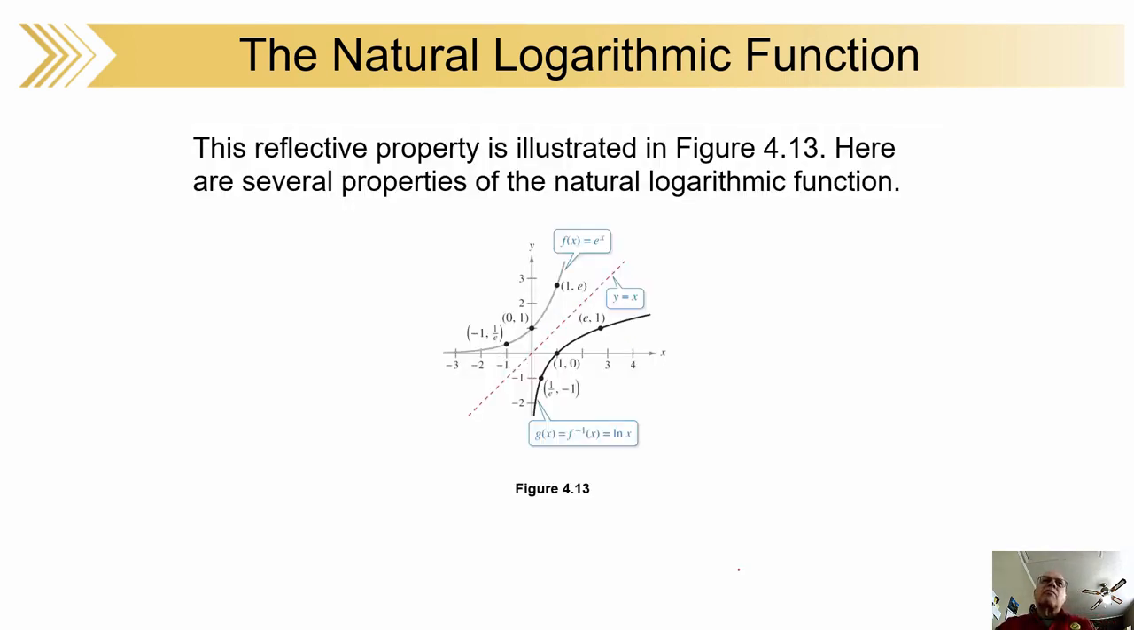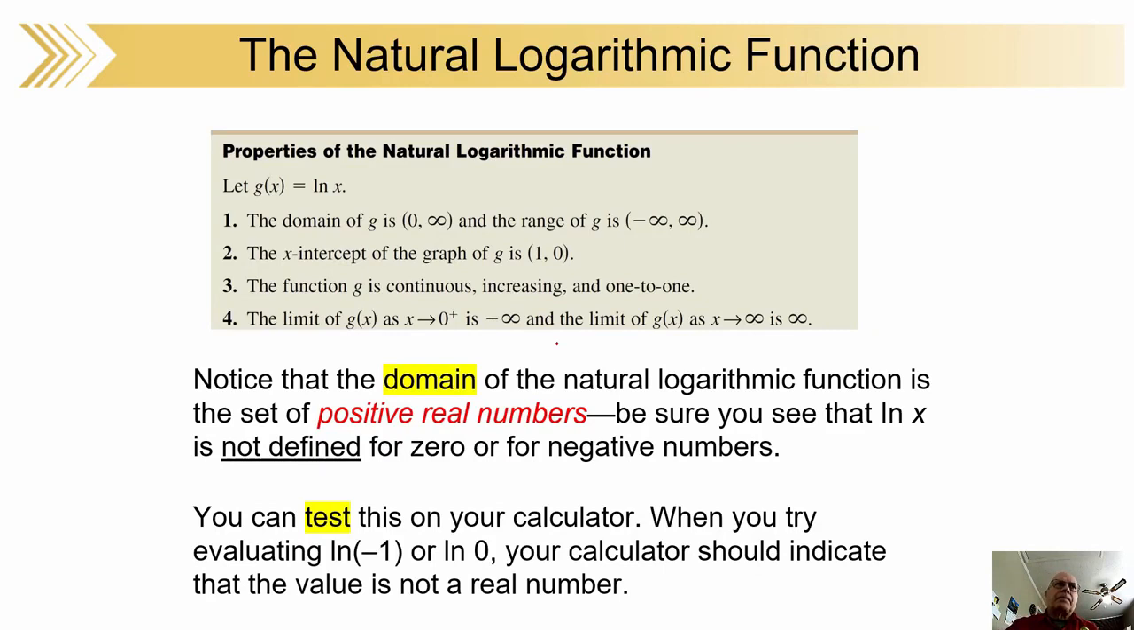Here's an example of that reflective property. In the last slide, if you noticed, it said that the graphs of the inverse functions are reflections of each other around y equals x. If you take one of these graphs and fold it over y equals x, you get the second graph. Or if you start with this graph, fold it around y equals x, you get the other graph. That's what it means. Got some properties of natural logarithmic functions.